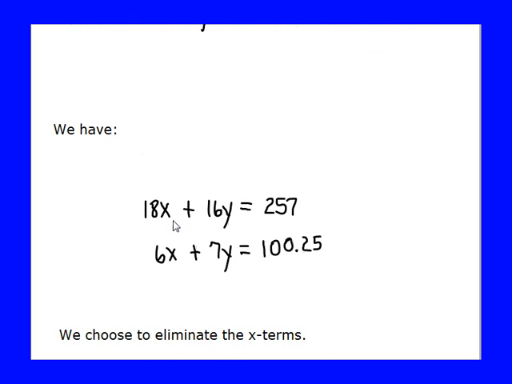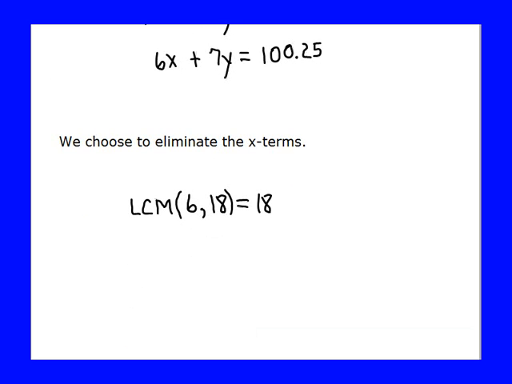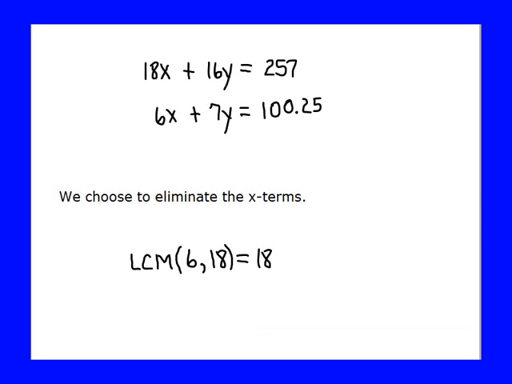So now we have 18x plus 16y equals 257, and 6x plus 7y equals 100.25. Now we choose to eliminate the x terms, so we're going to need to use the next concept. We need to look for the least common multiple between 6 and 18. So the least common multiple between 6 and 18 is 18.